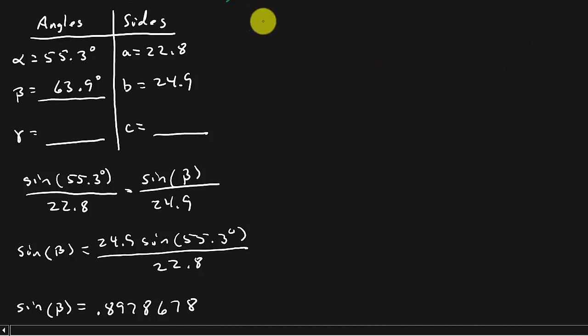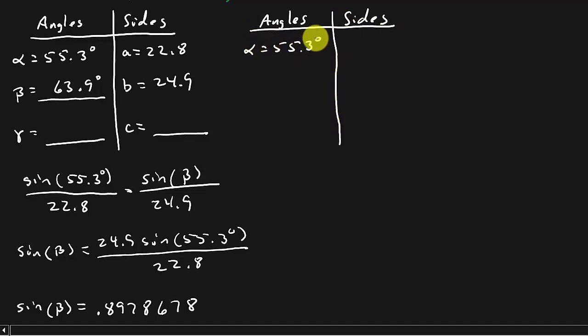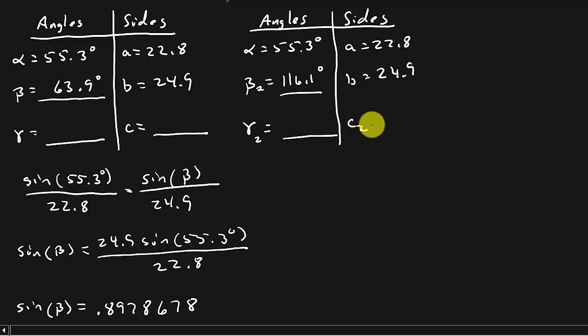All right, so let's make another table. Angles, sides. All right, so I've got alpha is 55.3. Now this is beta 2 is 116.1. So I tell you what, since we're labeling these like beta 2, gamma 2, C2, let's come over here and label these beta 1, gamma 1, and C1 since we have two triangles.